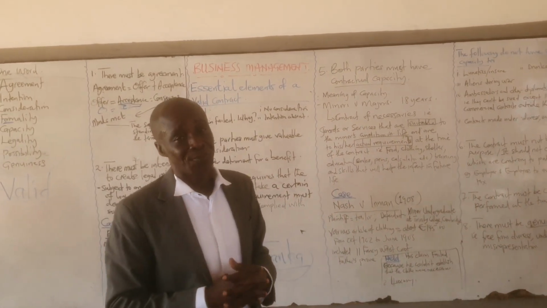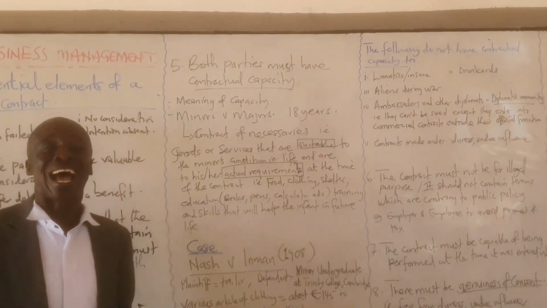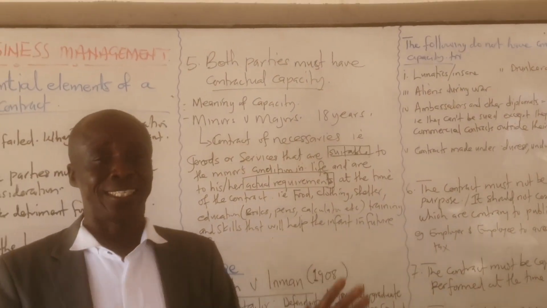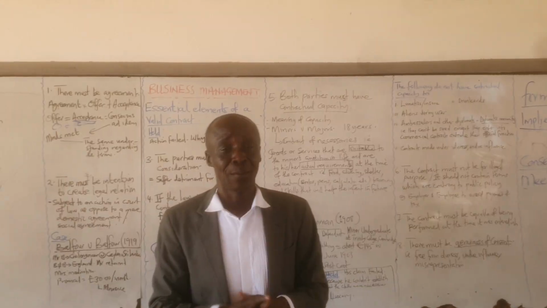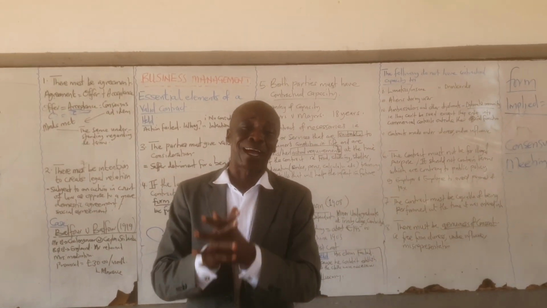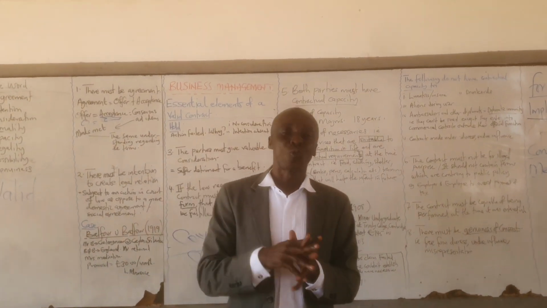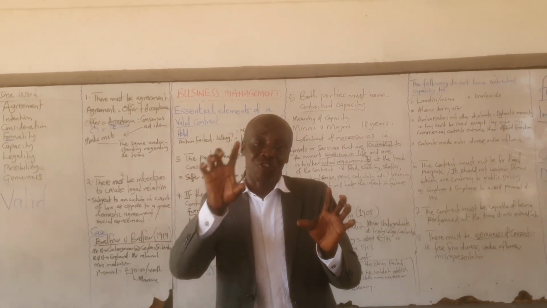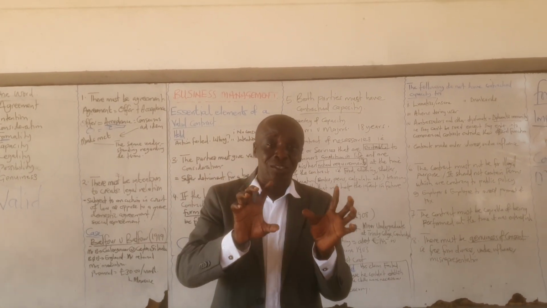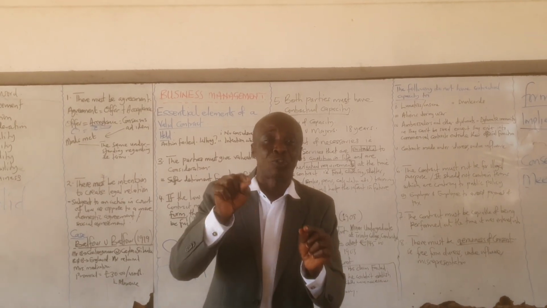Now let's continue. Both parties must have contractual capacity. That is the fifth point. Both parties must have contractual capacity. So the question is, what is capacity? Now, contractual means a contract. So capacity. The most important thing here is having capacity to enter into contract.